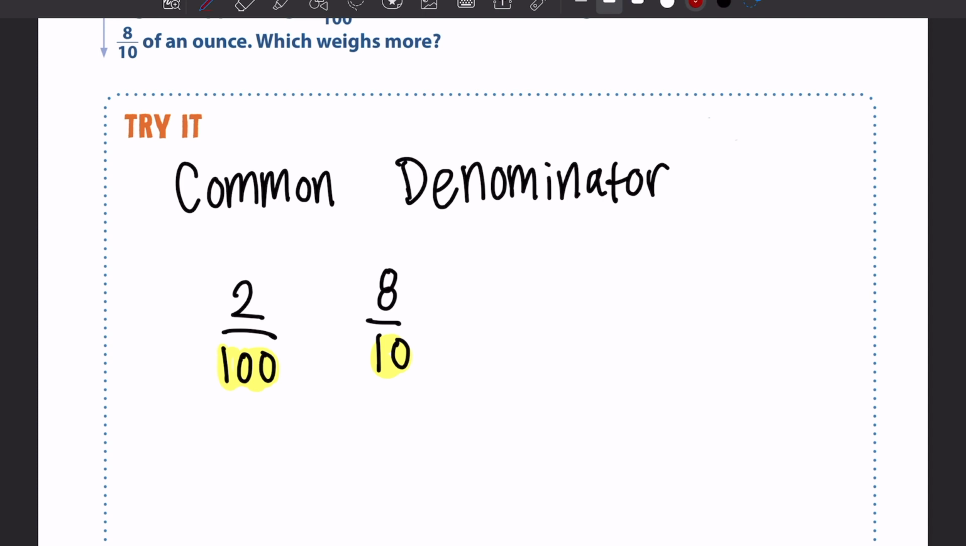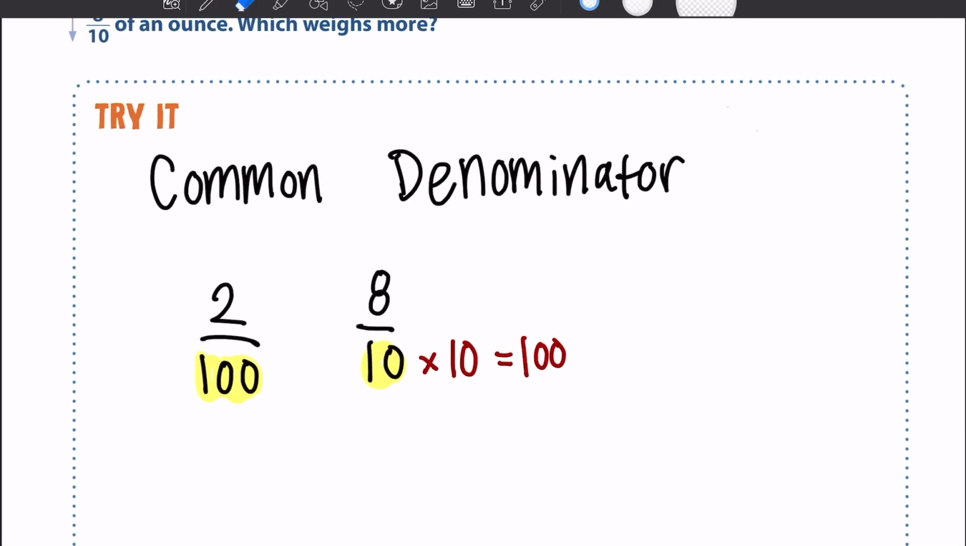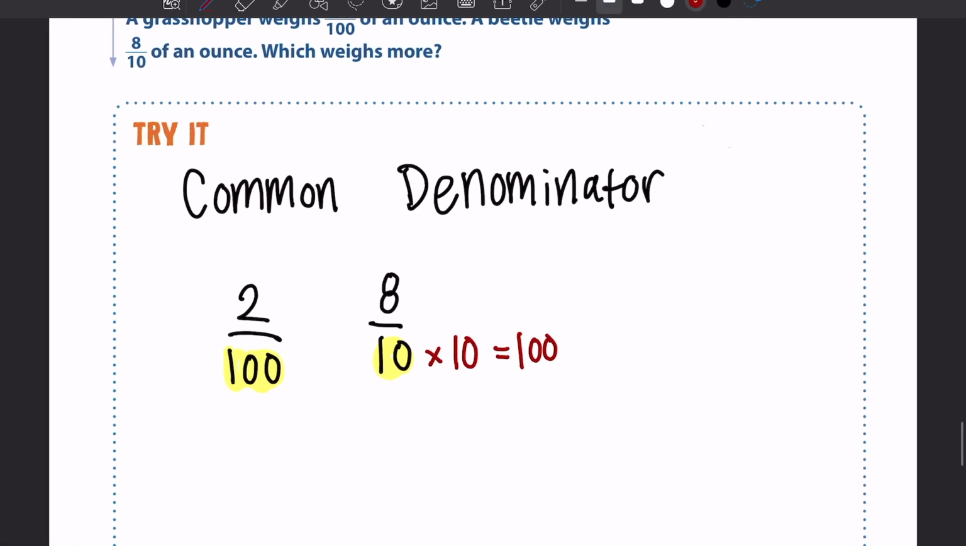I want you to pause the video and try to figure that out. All right, now unpause the video. If we look at this, 10 times 10 would equal 100, right? So what we want to do is make an equivalent fraction with the same denominator. So here's what we're going to do. Since I know that 10 times 10 equals 100, I'm just going to multiply the numerator by the same amount. So 8 times 10 equals 80.